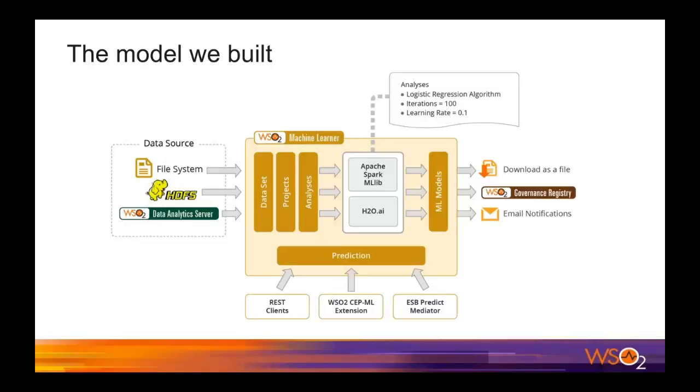Inside the WSO2 machine learner, we have a concept called machine learning projects, where you would logically group a set of machine learning analyses that you perform on top of your data. Once you perform machine learning analysis, you generate a machine learning model. To provide the machine learning algorithms, we use the Apache Spark MLlib library, and for the deep learning algorithms, we use the H2O AI library as well.